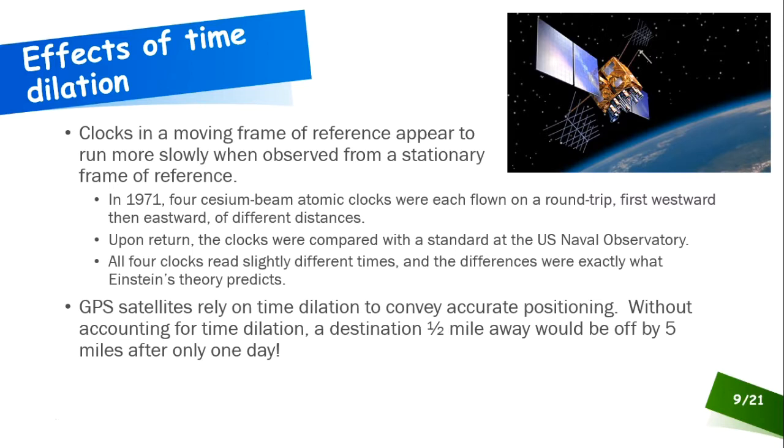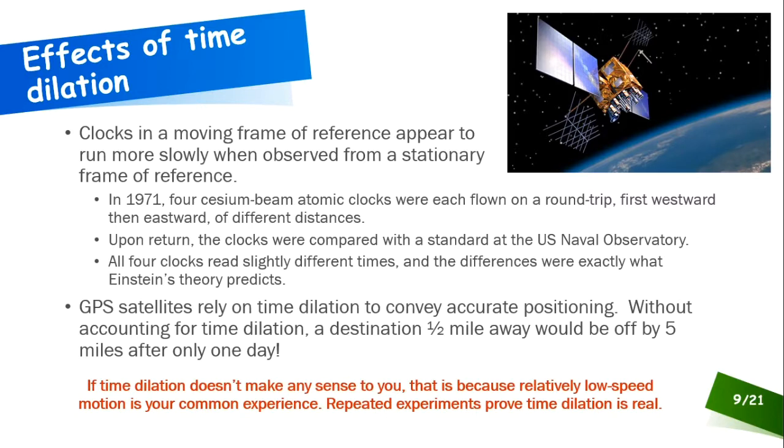GPS satellites actually rely on time dilation to convey accurate positioning. So if you didn't have time dilation, then a destination that your GPS shows you is a half-mile away would actually be shown in your GPS as being off by 5 miles after only 1 day. So without this time dilation, the GPS technology that a lot of us use and rely on every day would not be possible.